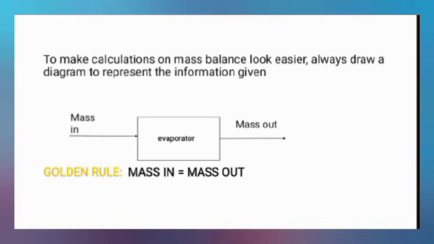So everything follows this particular golden rule. Mass in is always equal to mass out. This is the golden rule that you should never forget when it comes to working on mass balance or material balance.